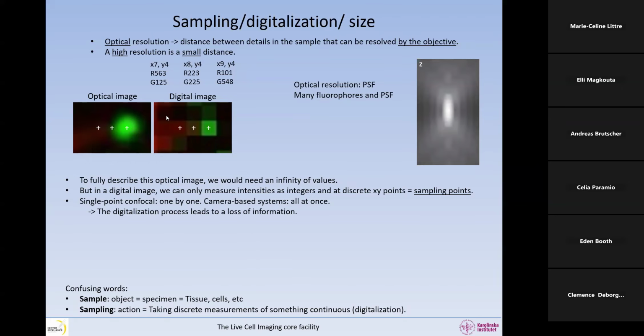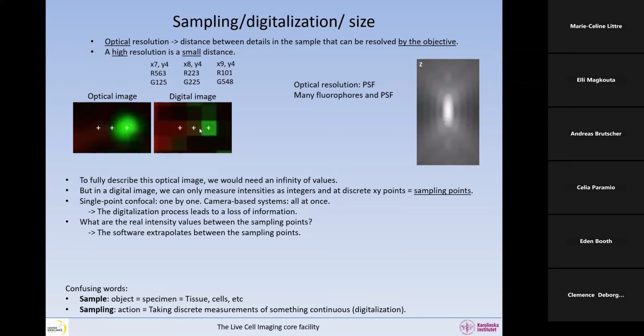You can see that the digitalization process leads to a loss of information. Clearly, there's a lot more information in this image than in here. This is a rough simplification of what our sample looks like. So what are the real intensity values between the sampling points? Well, we will never know because we will never measure them.